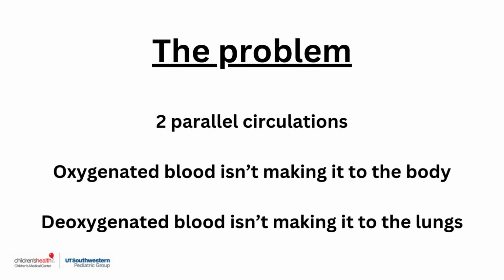Before we can answer these questions, we first have to discuss the problem. In transposition physiology, there are two parallel circulations. There is oxygenated blood that is continually circulating through the pulmonary bed, and deoxygenated blood that is continuously circulating through the body. The oxygenated blood isn't making it to the body and the deoxygenated blood isn't making it to the lungs. It is this lack of mixing that creates the primary problem in transposition physiology.